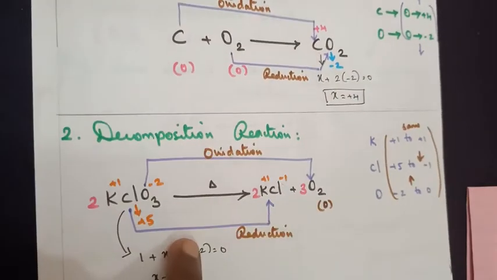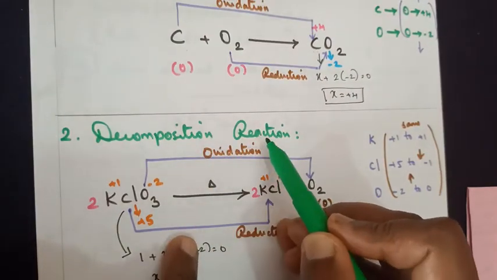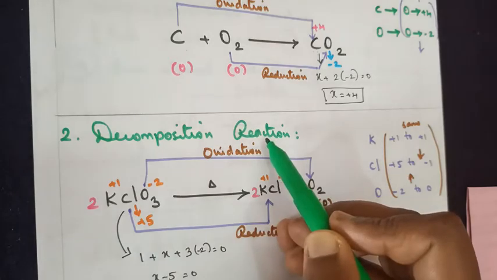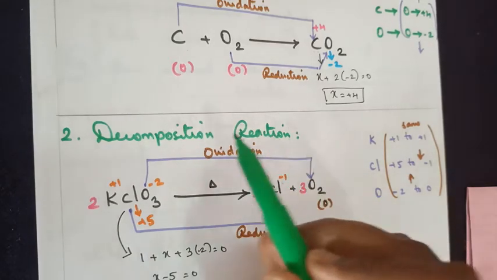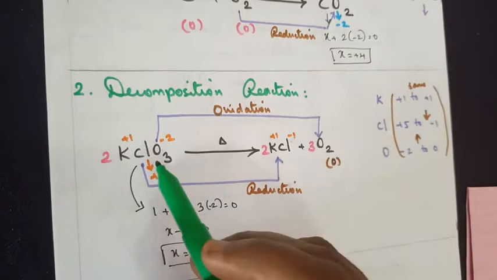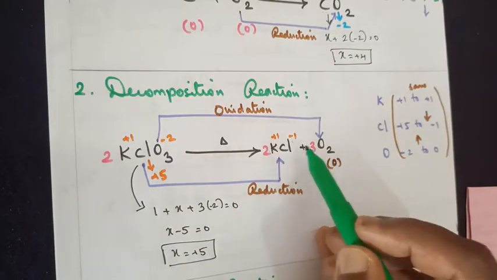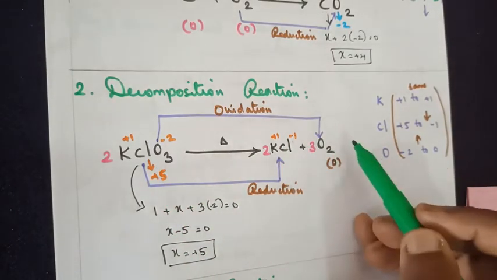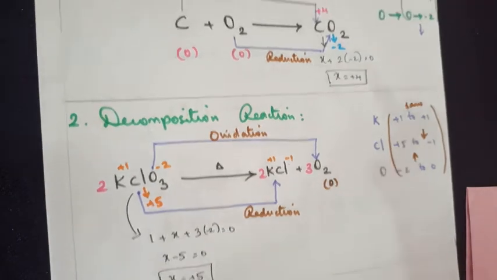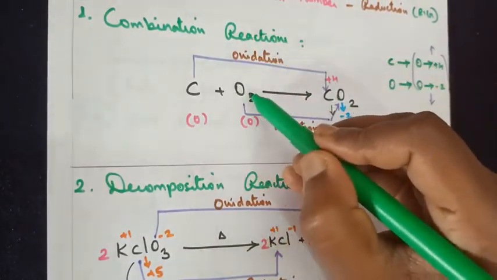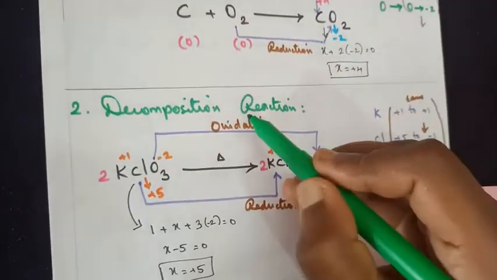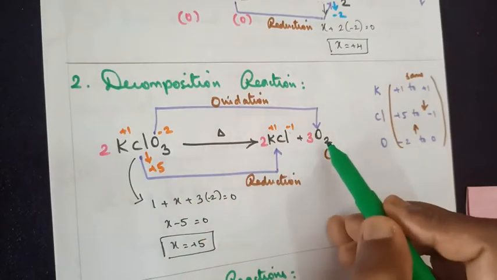Let's move on to the second type, that is decomposition. Here again, as you learnt in the types of chemical reactions, decomposition is when one reactant gives us two or more products. Combination: two reactants giving us one product. Decomposition: one reactant giving us two products.